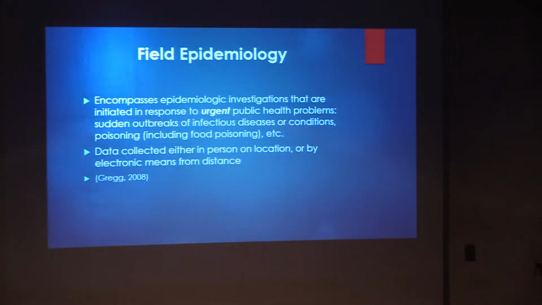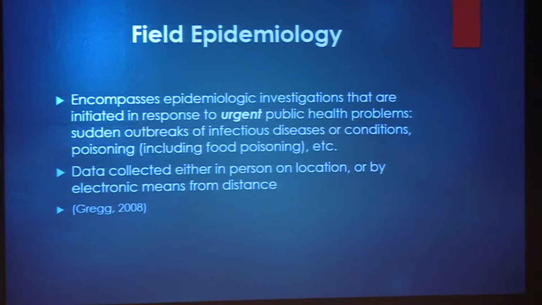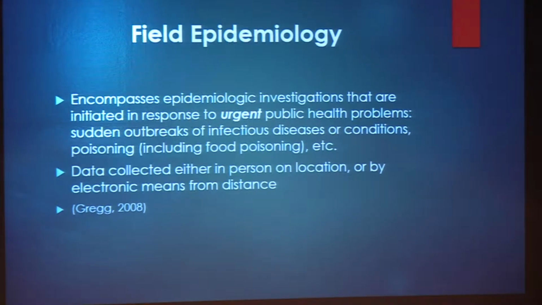Field epidemiology is a branch of epidemiology that's focused on urgent public health problems, such as outbreaks of infectious diseases or conditions. That could be poisoning, including food poisoning. Most of them are infectious diseases that we are focused on. It could also be exposure to different substances in the environment. That's also part of this branch of epidemiology.